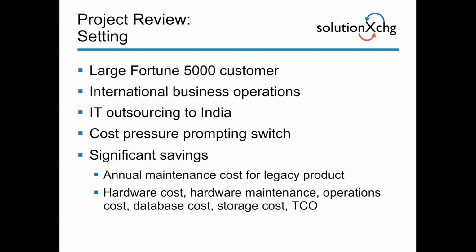So we quickly identified a number of significant savings opportunities by bringing down the annual maintenance cost for the legacy software product. We were able to significantly bring down hardware cost, hardware maintenance costs, operations cost. We were quickly able to eliminate some of the database cost, although not all in this particular case because of the chosen storage. But we were also able to reduce storage costs by introducing compression. The total cost of ownership for the solution for that particular SAP compliant archiving went down significantly.